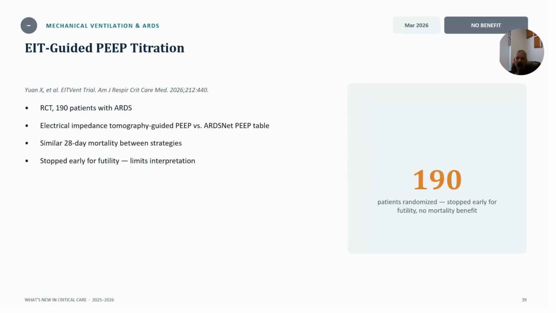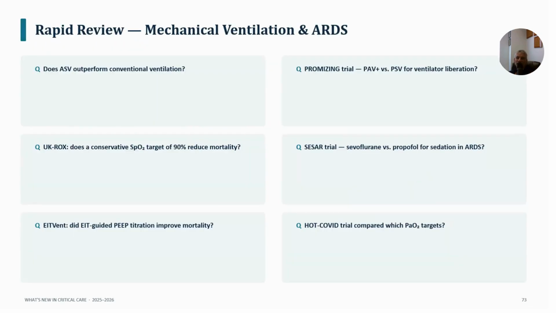So you would think that you should use an EIT-guided PEEP titration. That would help. But in the EIT vent trial, randomized 190 patients, there was a similar 28-day mortality, and it was stopped early for futility. So negative trial of electrical impedance trial.